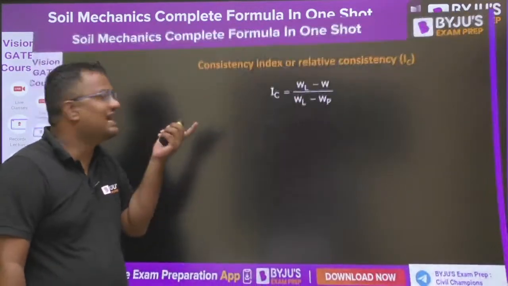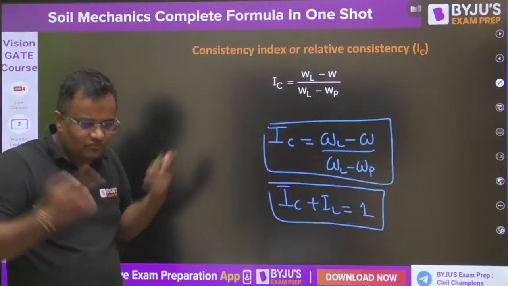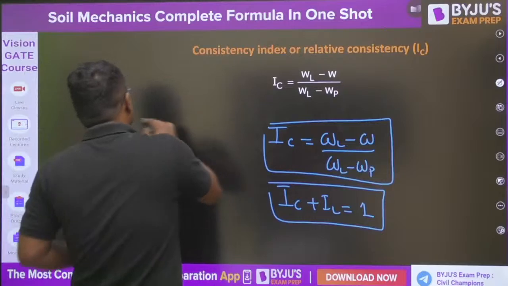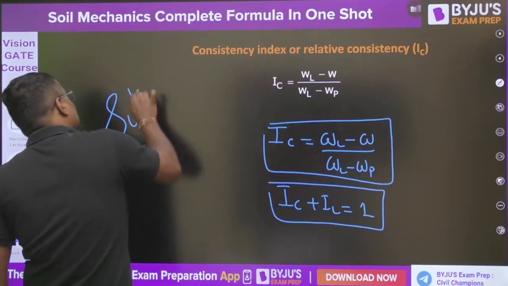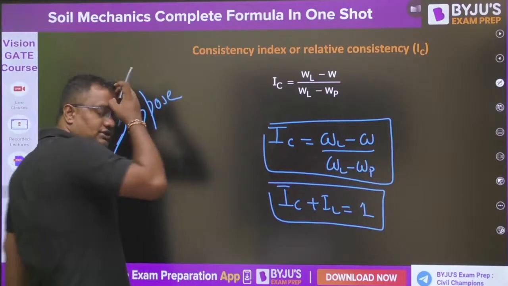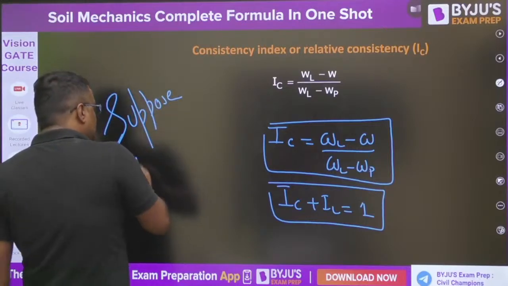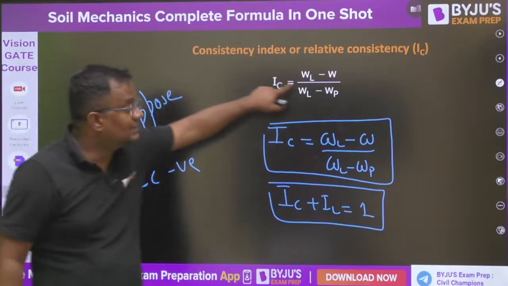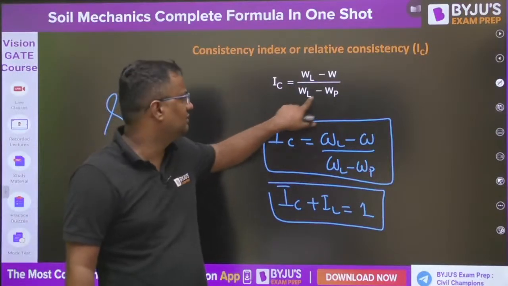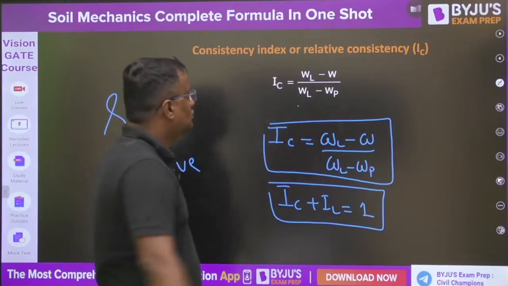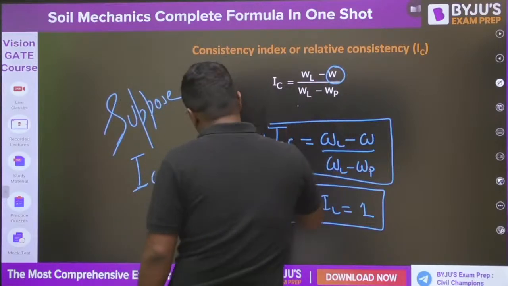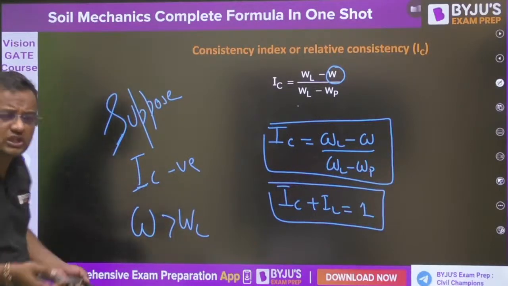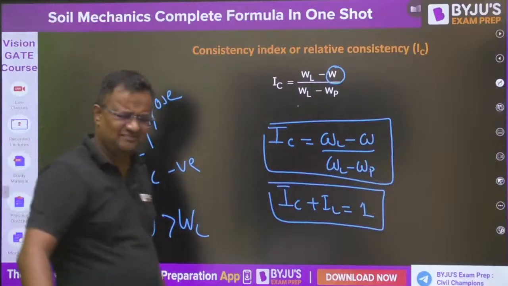Now what will you do with this? Make pickle? What will we do with this, sir? Let me tell you. Suppose IC comes negative. Suppose a geologist reports that for this particular site, IC is negative. IC negative means the numerator is negative, because the denominator will always be positive, as liquid limit is greater than plastic limit. So numerator negative means the water content of soil is greater than liquid limit. That means soil is in almost liquid state there. I will say, we will not make a building there.